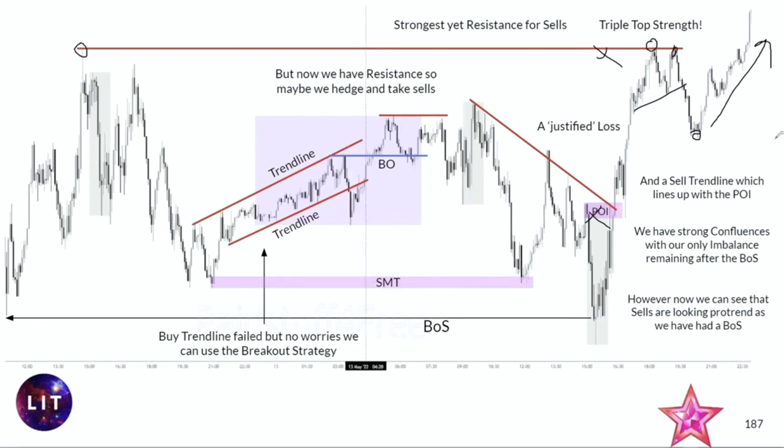So I hope you understood these 2 examples of liquidity. Now, it's of course important that you now start to mark up the same levels and wait for the inducement.